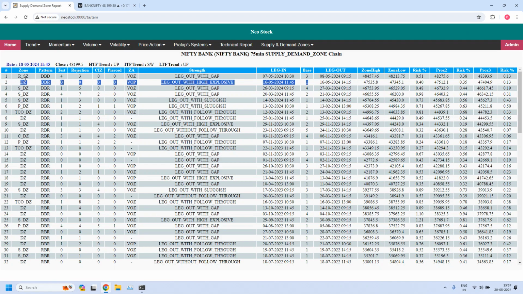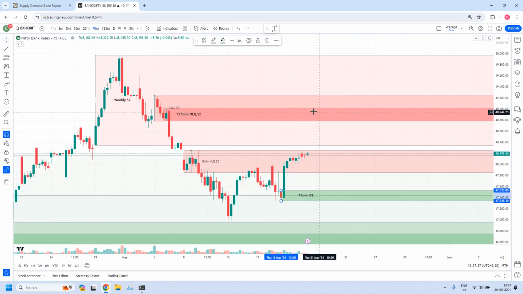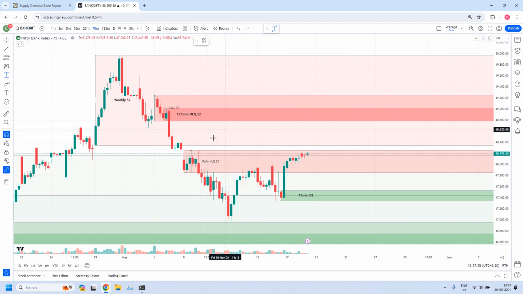And we have only one supply zone, that is a high liquidity supply zone, already tested 4 times, with 3 rejections from the zone, and also there is a gap up with a leg out. This is on 7th May, 10:30, after the 3 base candles. So this is a daily high liquidity supply zone. Probably this is the one responsible for the creation of this daily high liquidity supply zone.